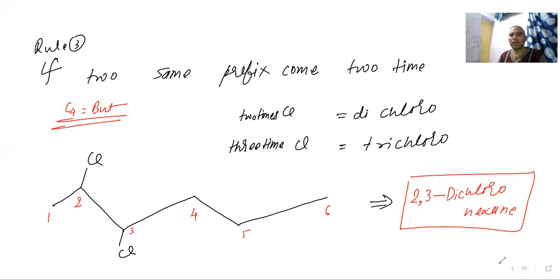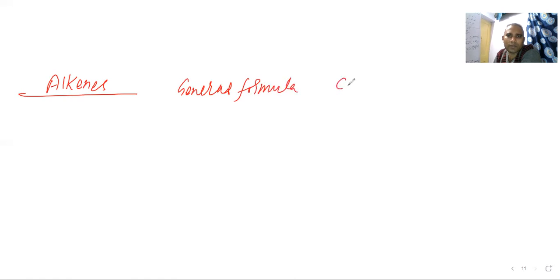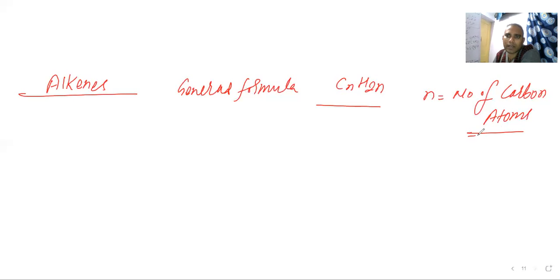Okay, sure. Now let us move forward. That is alkane names, you will be able to understand. Now we are going for alkenes. We are going to write the name of alkenes. Firstly, we are going to write the general formula: CnH2n. Here n is the number of carbon atoms. This is our heading.